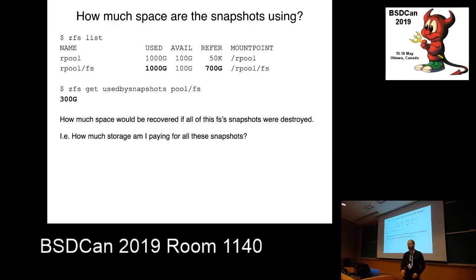All right, so the first thing you might do, if you want to know how much space your snapshots are using, is type zfs list. And you might see that rpool/fs, your file system, is using 1,000 gigabytes, but it's only referencing 700 gigabytes. So the refer or reference property means how much actual data can I get to by looking at files in this file system?